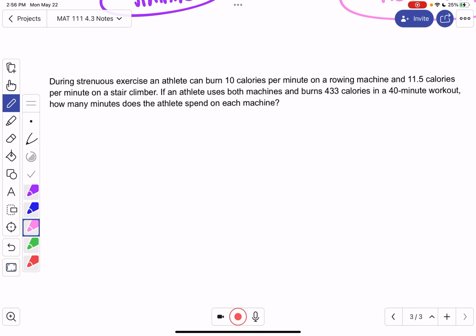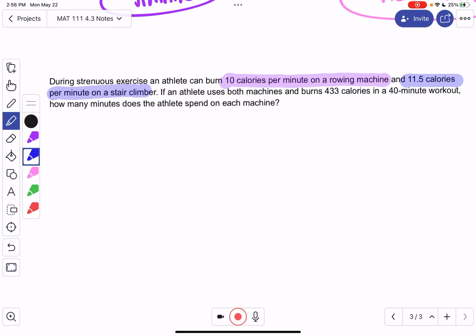During strenuous exercise, an athlete can burn 10 calories per minute on a rowing machine and 11.5 calories per minute on a stair climber. If the athlete uses both machines, he burns 433 calories in a 40-minute workout. How many minutes does he spend on each?